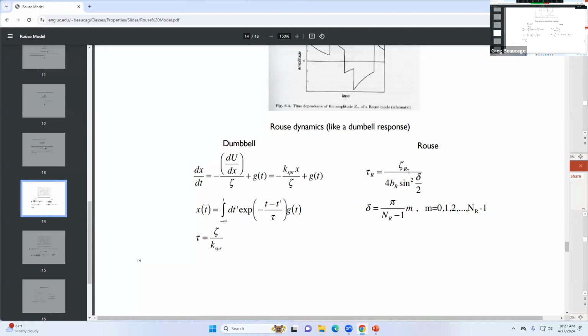So the answer of the Rouse model in the end is that the Rouse relaxation time is going to be the Rouse friction factor divided by the Rouse spring constant, and then this thing called del, which is a phase shift parameter. So I'll show you what del is after.